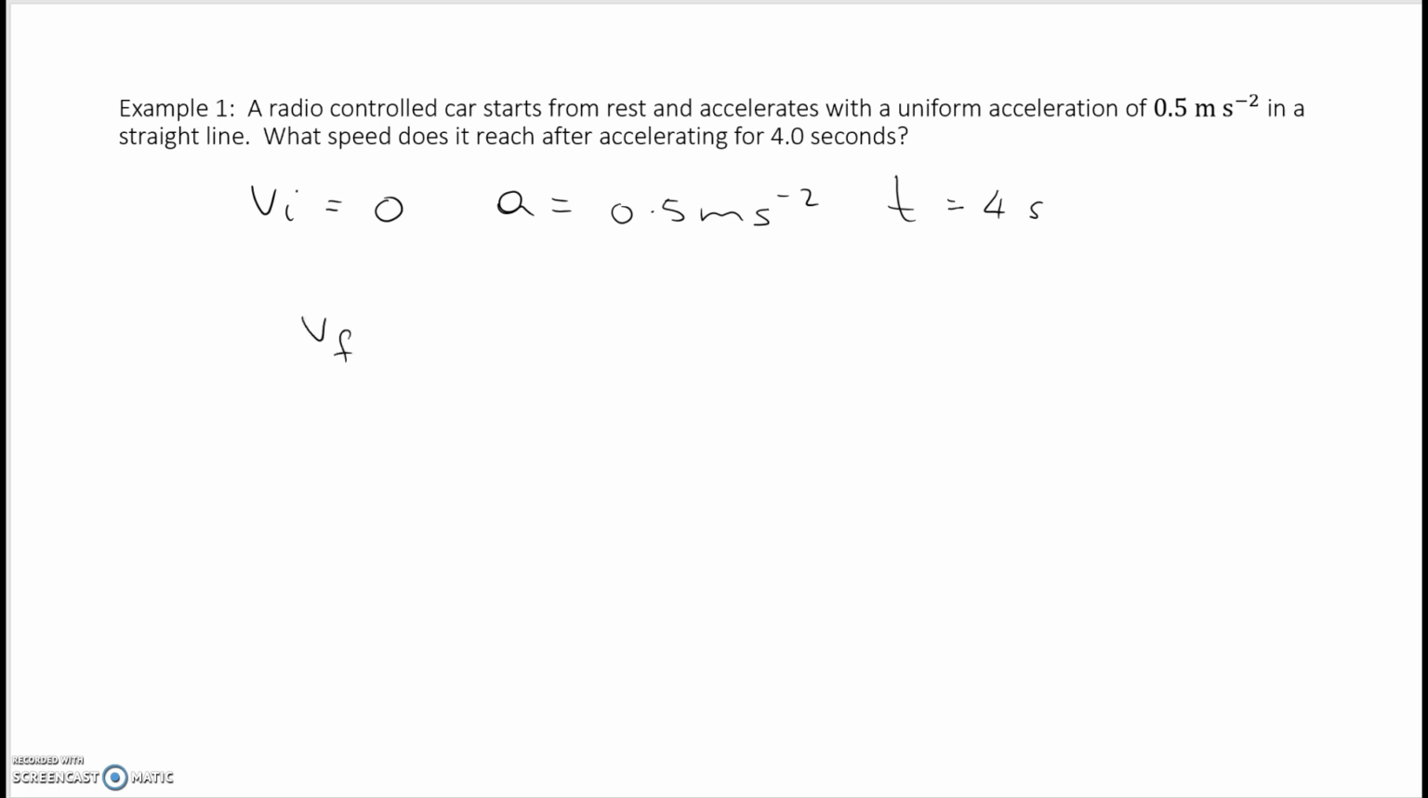So using the appropriate formula, we're going to say that the final velocity is the initial velocity plus acceleration times the time period. We know all of these bits. We know that, we know that, and we know that. So we can just substitute in. The initial velocity was 0. The acceleration is 0.5 times the time. And we then get our final velocity as being 2 meters per second.